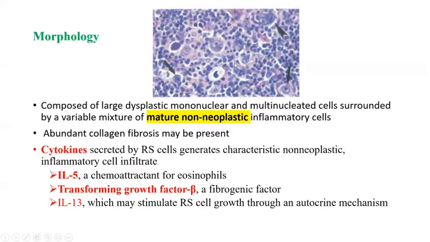So morphology. In morphology, there will be two components. One will be the neoplastic Reed-Sternberg cell, and in the background there will be non-neoplastic mixed inflammatory cells. And in Hodgkin lymphoma, fibrosis is also very common. The Reed-Sternberg cell secretes cytokines, which leads to generation of this background of non-neoplastic cells. They generate numerous cytokines. Some of them are interleukin-5, which is a chemoattractant for eosinophils, transforming growth factor beta, and so on.